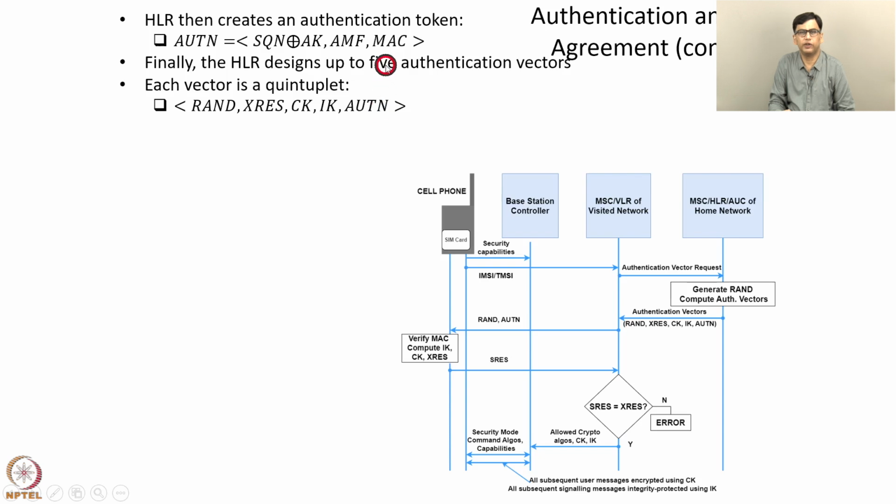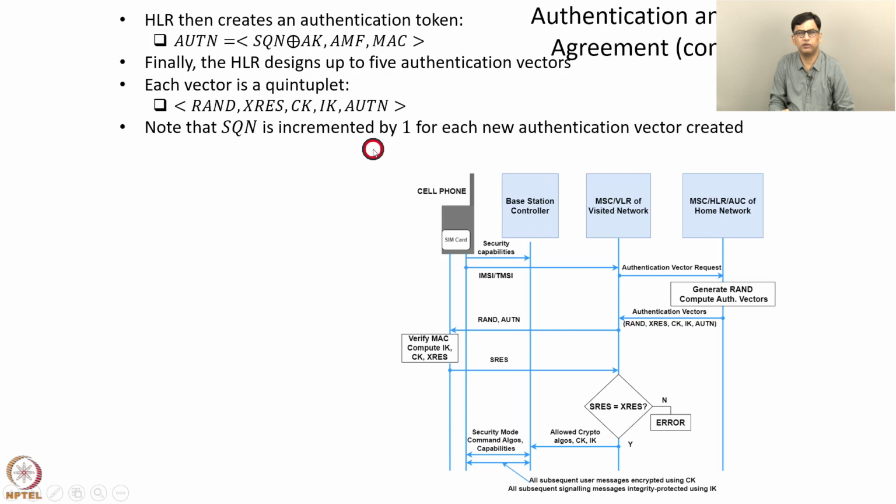Now we have seen that in UMTS authentication is mutual. That is, the SIM card authenticates itself to the network, and the network also authenticates itself to the SIM card. This MAC is used to authenticate the network to the SIM card, as we'll see. So the SIM card verifies whether the MAC is correct or not. If it is correct, then the network has successfully authenticated itself to the SIM card.